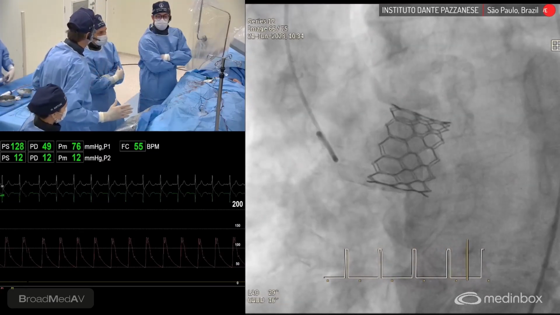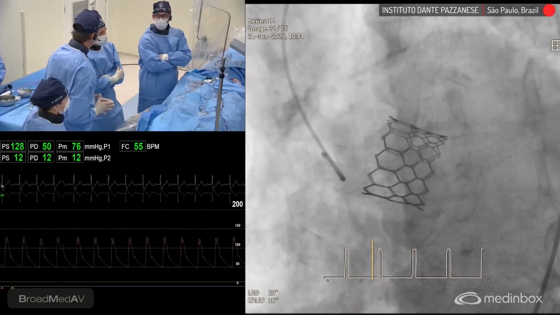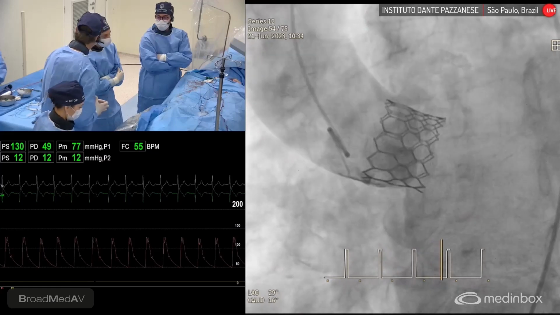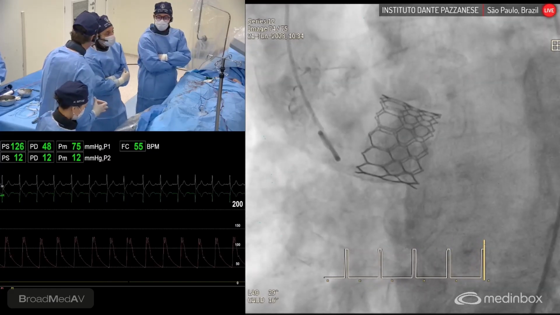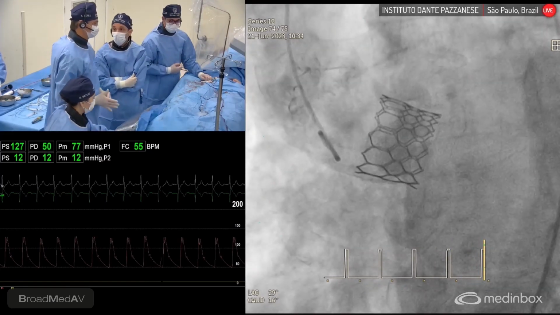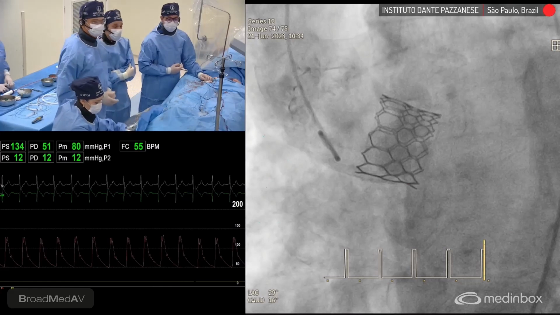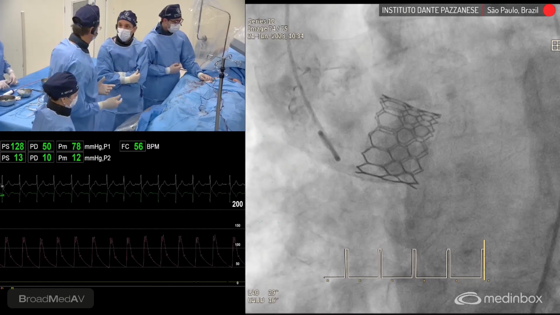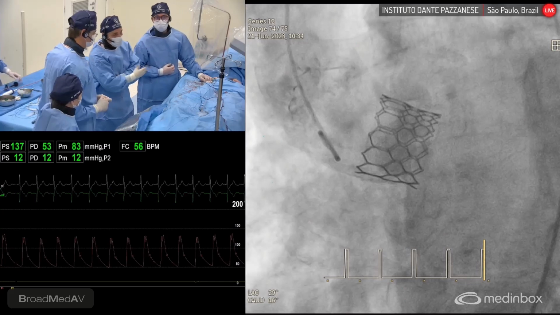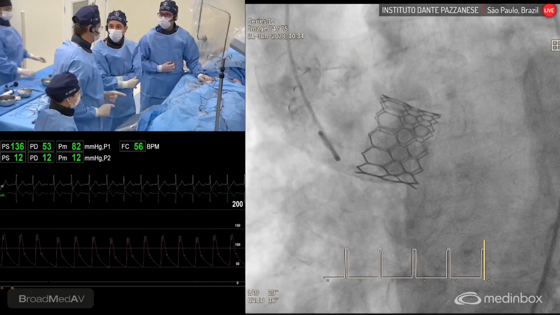So can you expand it to young patients right now in bicuspid valve, Dimitri? You have to be very careful when selecting those patients. Look for the anatomy, look for the type of bicuspid, the degree of calcification. But yes, it's possible.